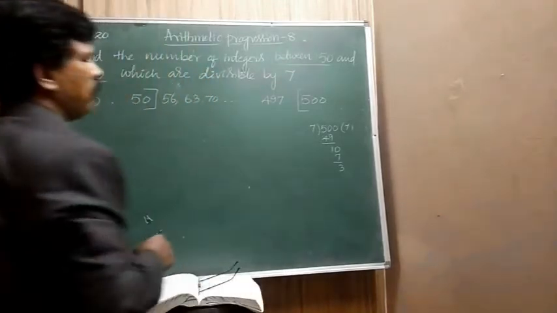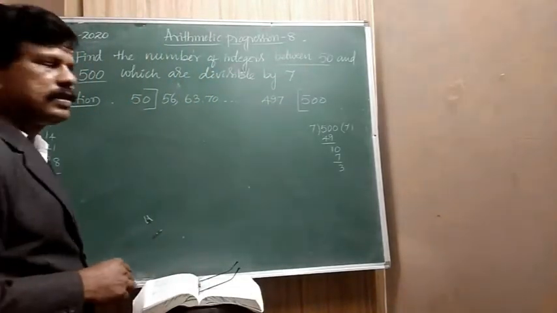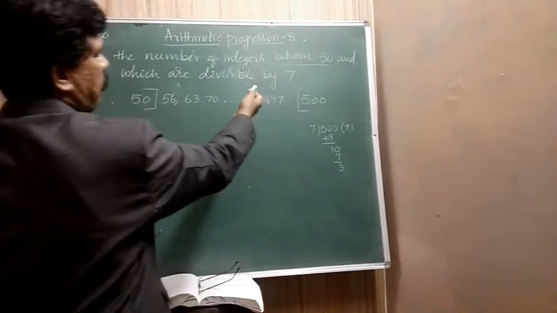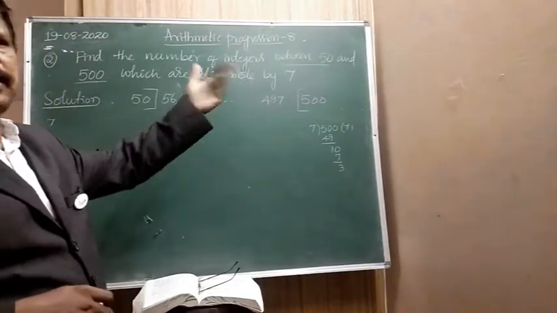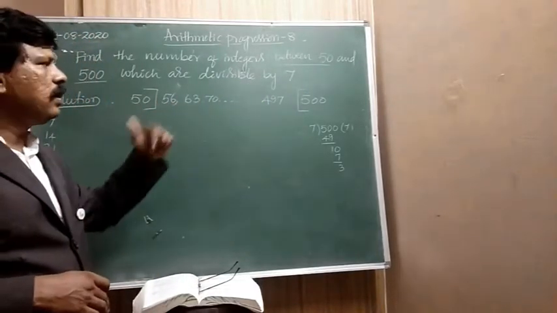497. So 497, look at that. 7 sevens are 49, 7 ones are 7. So we will get the number.